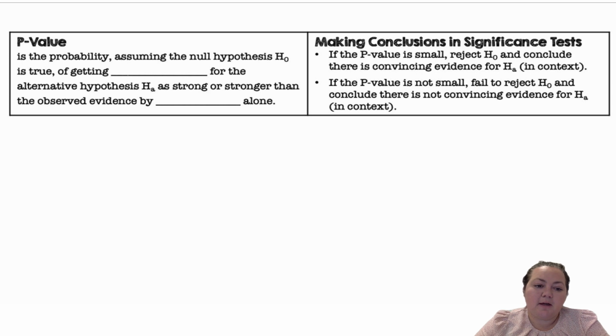All right, the p-value is the probability, assuming the null hypothesis is true, of getting evidence for the alternative hypothesis as strong or stronger than the observed evidence by chance alone.